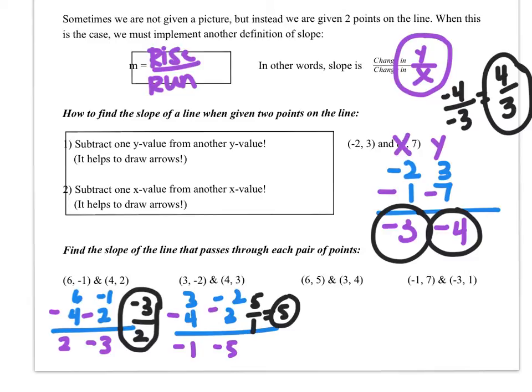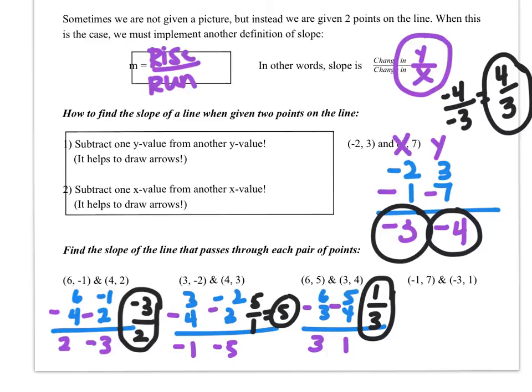For the next problem, I have 6, 5, and 3, 4. Again, we're going to go ahead and subtract. So 6 minus 3 is 3. 5 minus 4 is 1. This gives me a slope of 1/3.